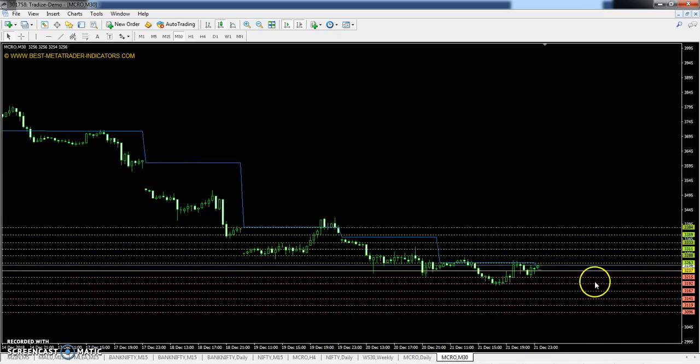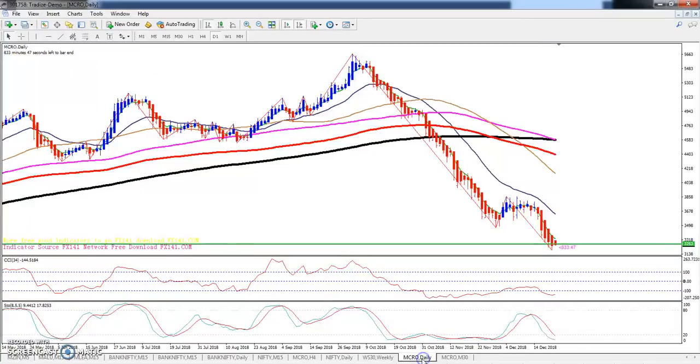And this is crude oil, and you can see the crude oil pivot point is at 3237. First resistance 3288, second resistance 3333, and third resistance 3384, and the first support 3192, second support 3141, and third support 3096.